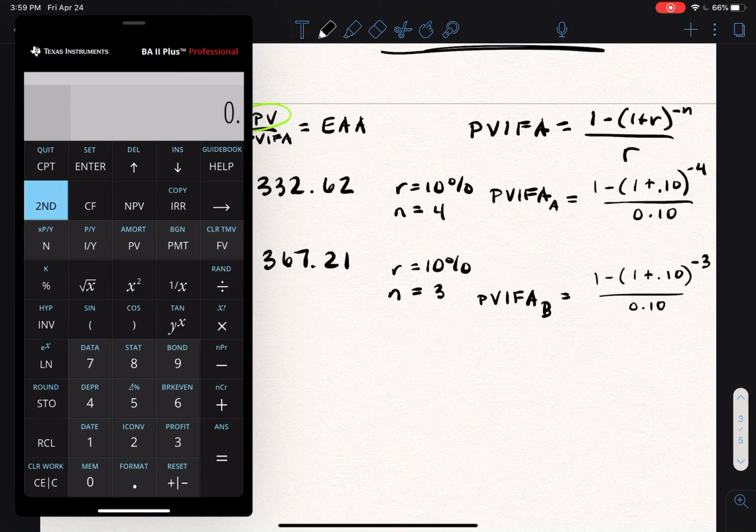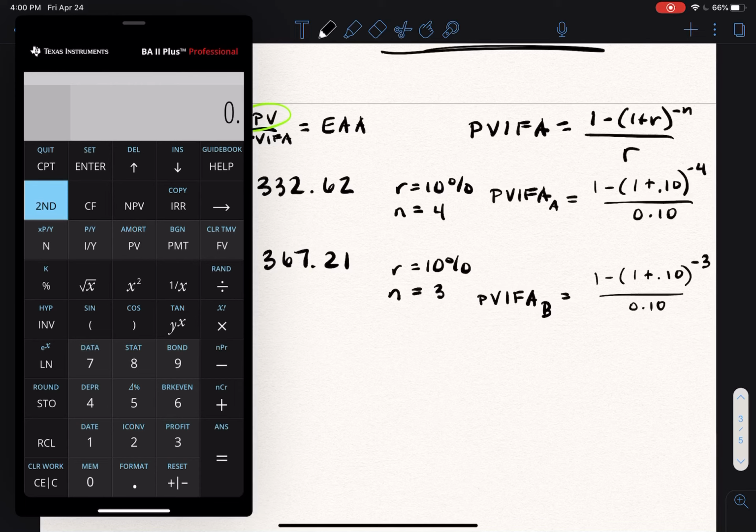And remember your PEMDAS. So we have to do inside the parentheses, right? Then exponents. Then we have to make sure that we solve the top and bottoms separately before we divide, right? Because anytime you're working with fractions in algebra, you have to solve everything in the top or everything in the bottom before you divide, okay?